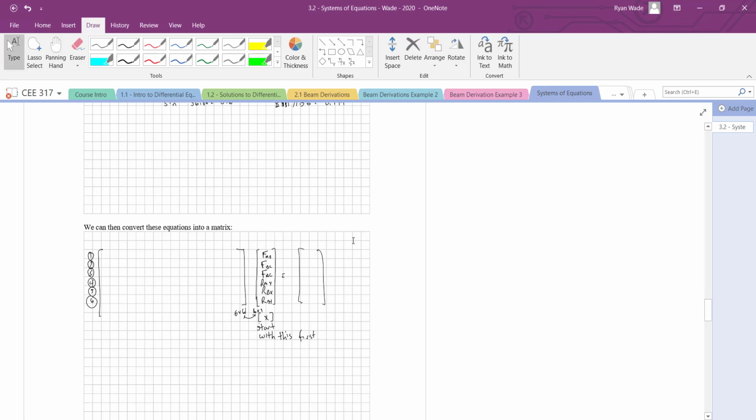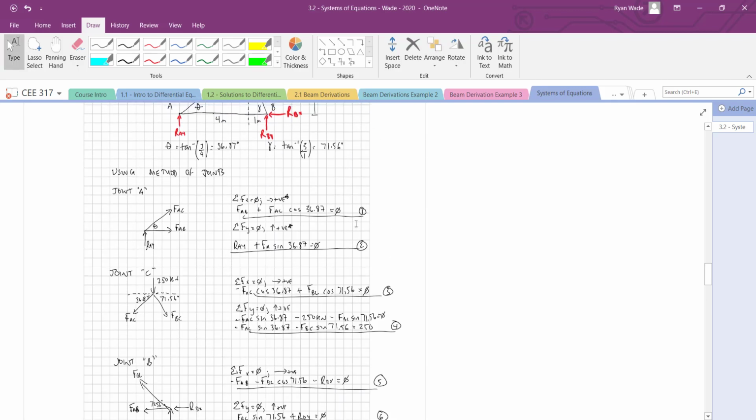So all we're going to do is go back to our equations, equation 1 through 6, and write in the values that correspond to each of the unknowns.